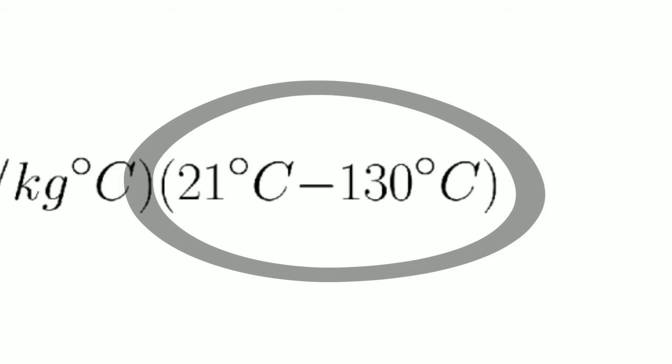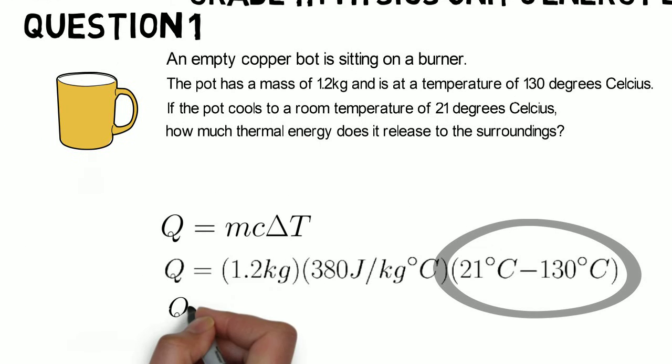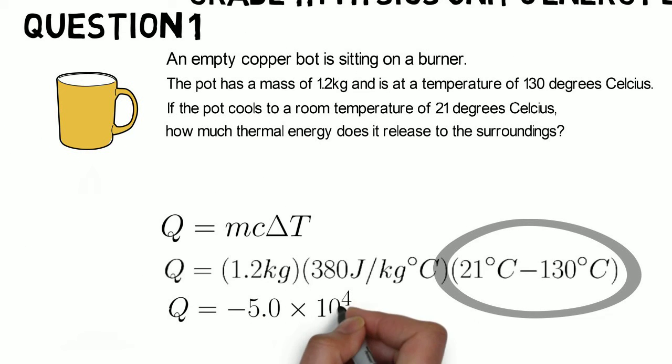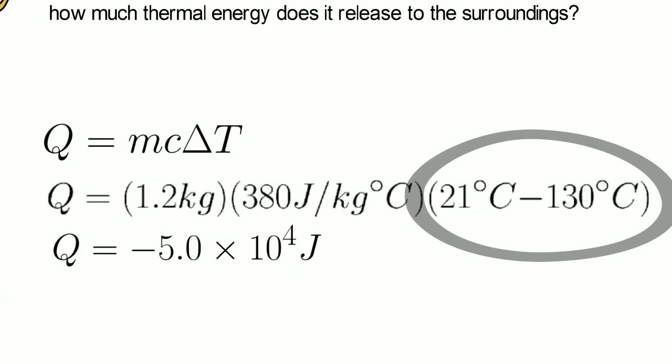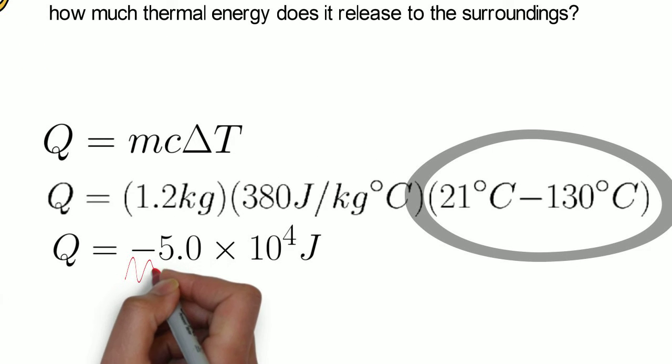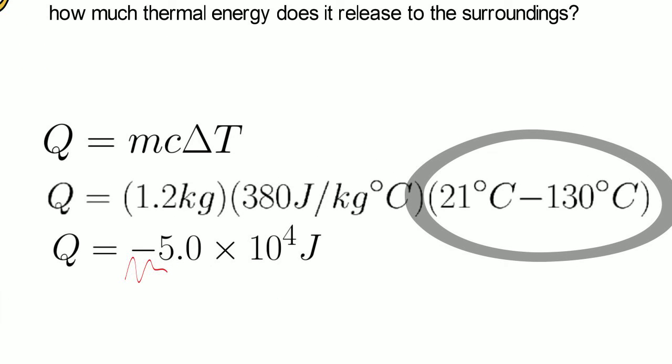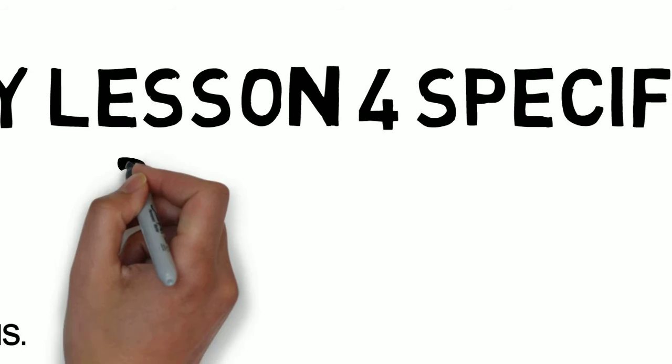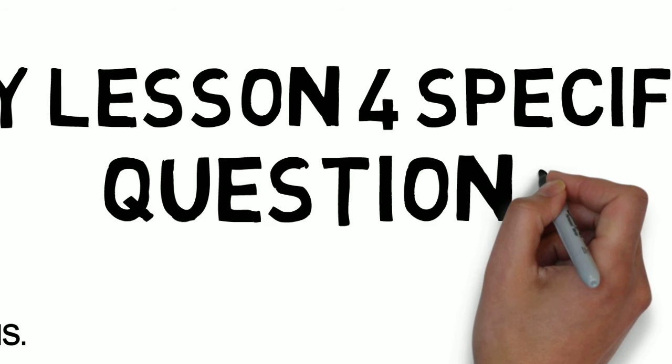Our final temperature being 21 degrees minus our initial temperature of 130 degrees. This is going to give us a negative number because our copper pot has lost energy to the surroundings, but the surroundings would have gained that energy. So the surroundings would have gained a positive value of 5.0 times 10 to the 4 joules. Moving on to question 2.